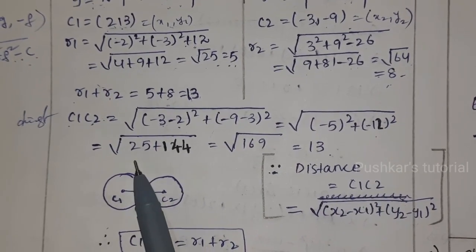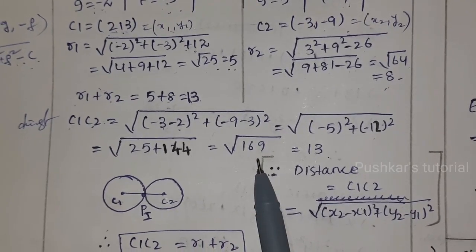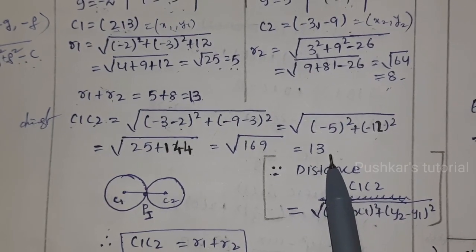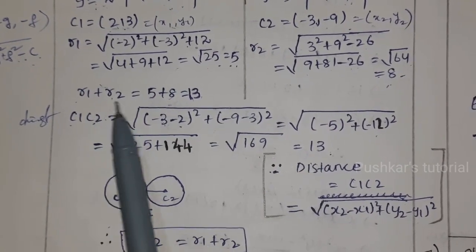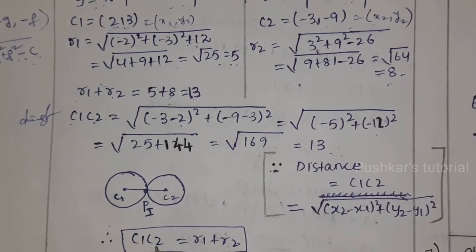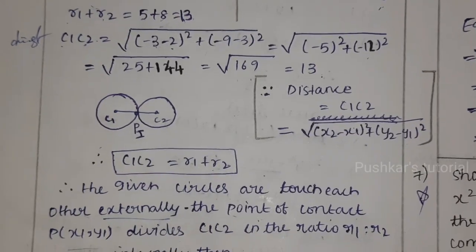5 square answer is 25. 12 square answer 144. Addition 169. Root 169 answer is 13. So observe here both values are same. So C1 C2 is equal to R1 plus R2 according to this diagram.